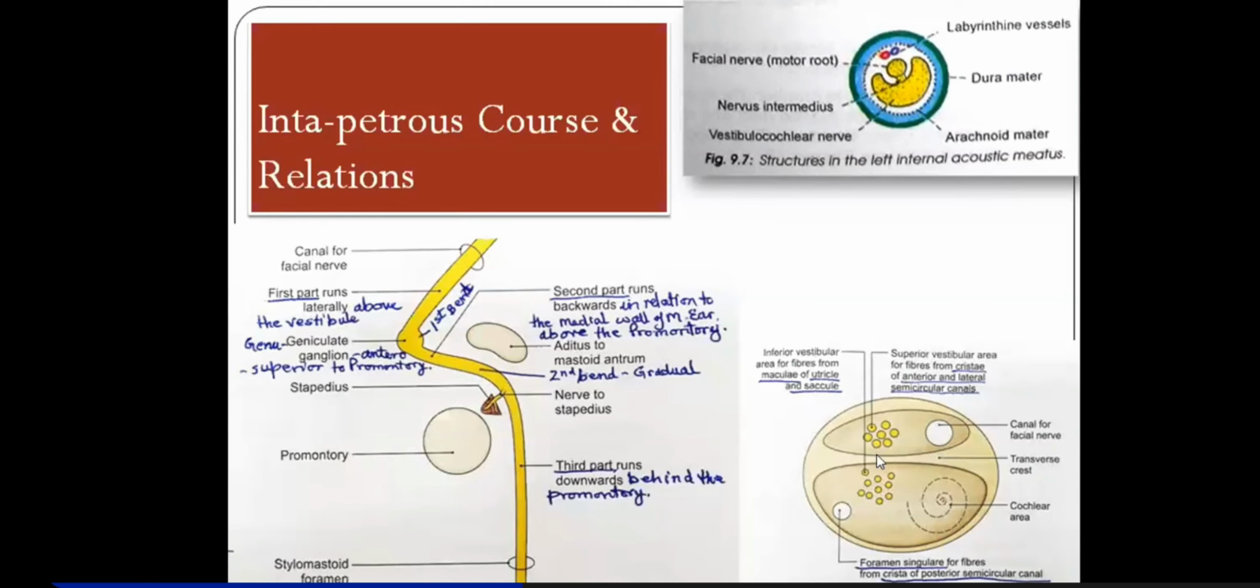Facial will be running above. Otherwise, here also you can see that the facial nerve was running above, right? So the facial nerve will pass above the transverse crest. The cochlear nerve will pass below the transverse crest. Then about the vestibular nerve.